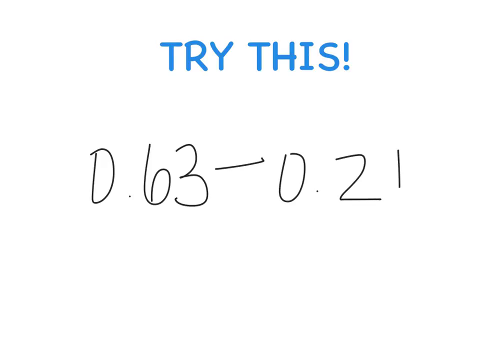On your own, you are going to try the problem 0.63 minus 0.21. Remember, with adding, you color in the two different amounts, but with subtraction, you color in the first amount and then cross off how much you're taking away. Use the hundredths grids that you were given to do the problem, and then staple that to your blue sheet, write the final answer on your blue sheet, and bring that to class tomorrow. Good luck.